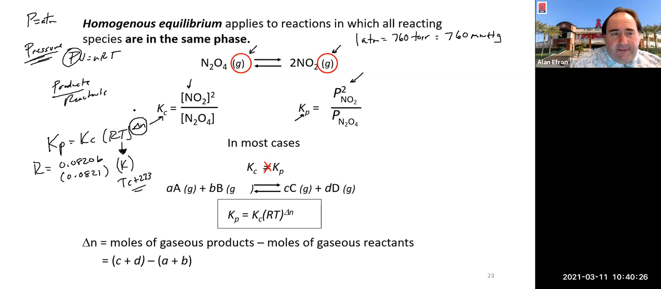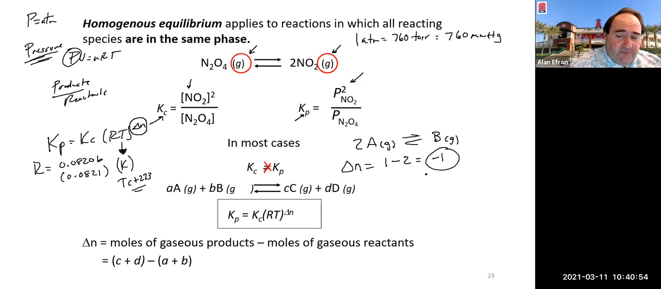And it is important to do that calculation correctly. So what I mean by that is, let's just say we had this reaction here, A gas goes to B gas. When I calculate delta n, it would be our product side, which is 1, minus our reactant side, which is 2, and that is -1. And you may say to yourself, well, the difference is 1. Is the negative really important?